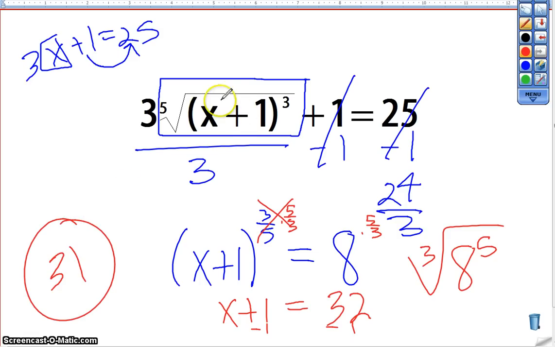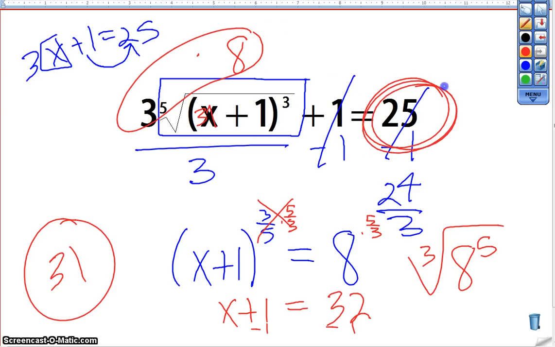Put it back in and see if you're getting it right. 31 plus 1 is 32. 32 to the 3rd power is 27. Sorry, let me go back. 31 plus 1 is 32. 32 to the 3rd power is going to be 32,768. Take the 5th root of that, and you get 8 times 3 plus 1 is 25. Can't miss it. All right, second page of your notes.